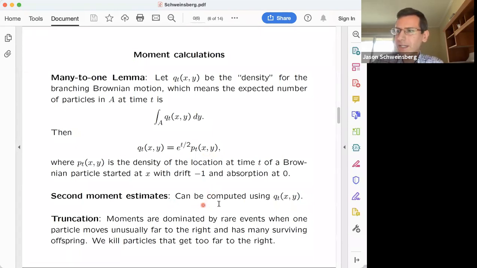There's also a more complicated formula for computing second moments using this density q, which is useful for controlling the fluctuations of the process.